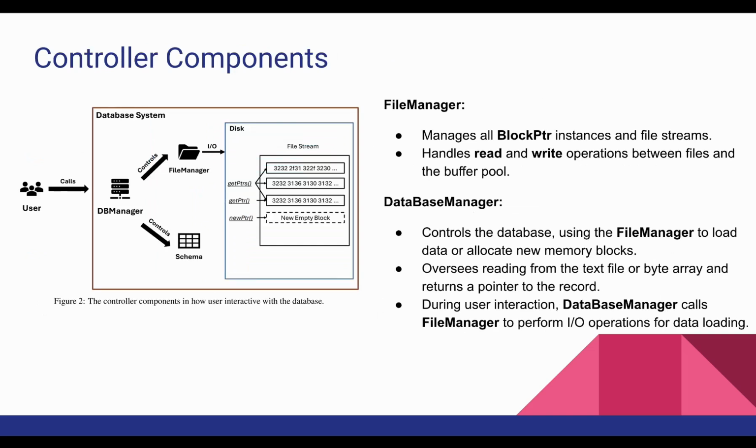Then we will illustrate our controller components, which primarily have two objects: a file manager. This object manages all the block pointer instances in the file stream. A database manager. This object controls the database. We use the file manager to load data or allocate new memory for data storage. When interacting with the reader, the database manager calls the file manager to allocate new memory or read from existing memory. And during a load operation, the database manager initiates an I/O operation for one block.